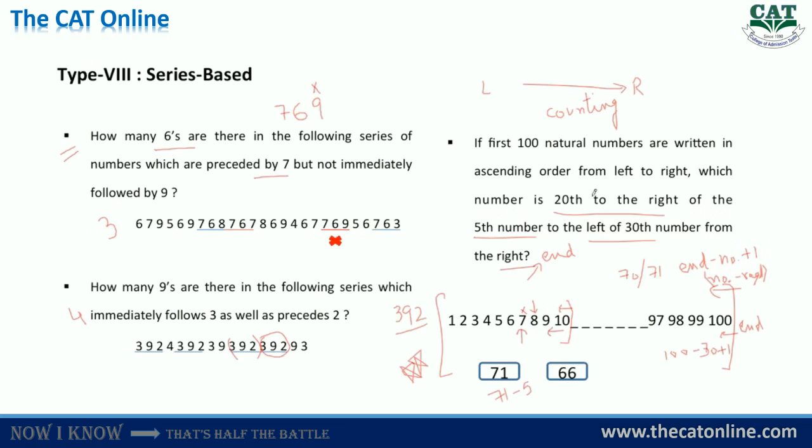Then the 20th to the right of this number: in increasing order, we will be adding 20, so our answer would be 86. This is the correct answer to this question. If the first 100 natural numbers are written in ascending order, 86 will be the 20th to the right of the fifth number to the left of the 30th number from the right. So make sure this is 86 and not 85. This is how you count. I hope you understand this counting technique.